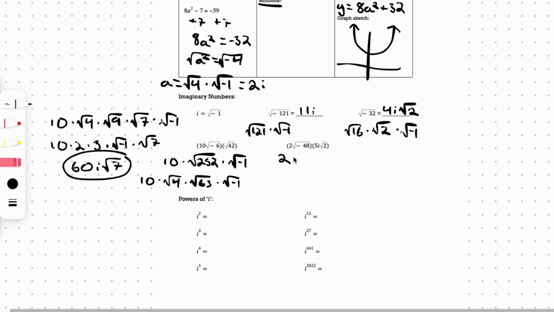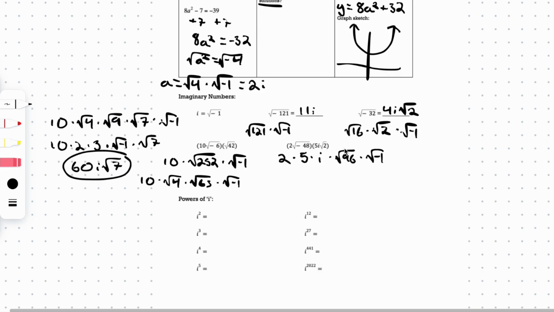So I'm going to say 2 times 5 times i times, and then we have negative 48 times 2. So we would have the square root of negative 96, but I'm going to write 96 and then multiply by the square root of negative 1. Okay, great. Now, what I would do is let's try to simplify 96.